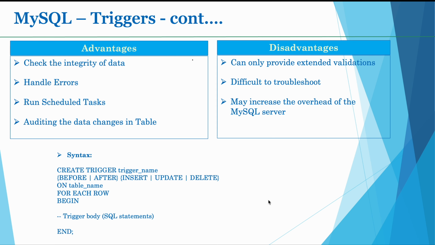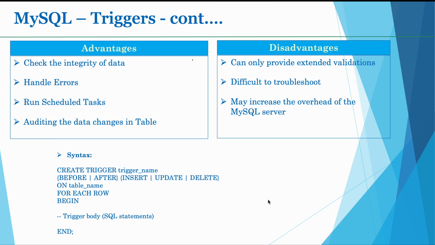So what are the advantages of triggers? They check the integrity of the data. Whenever you want to compare data or check integrity, you can use triggers. Triggers also help you handle errors in the database layer, and they are an alternative way of running scheduled tasks, but these are not based on a time schedule. They are based on operations performed on a particular table.